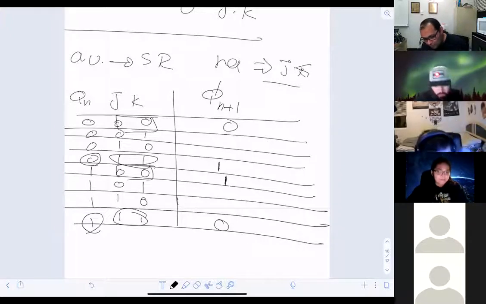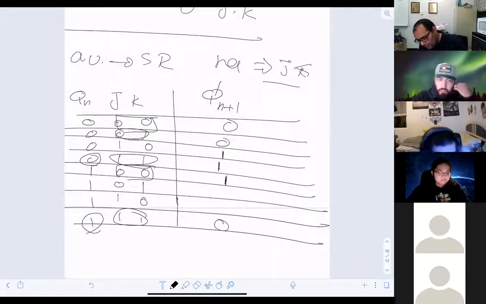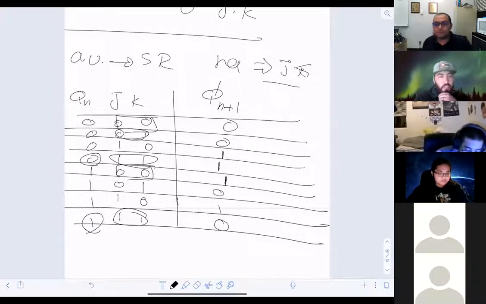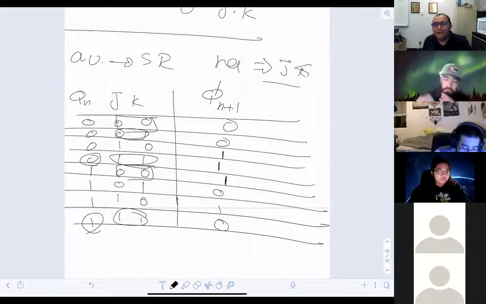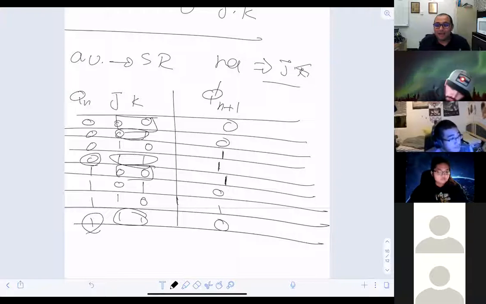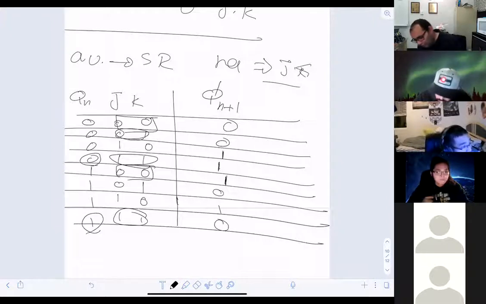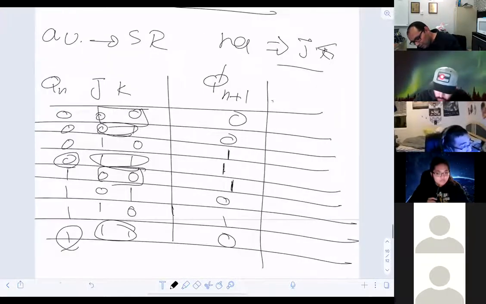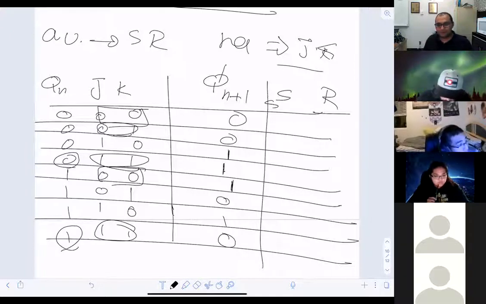Then I can look at the rest, which is basically 0, 1, it's going to be 0, 1, 0, it's going to be 1. Then 0, 1, it's going to be here like this, right? Imagine I finished, yay. Now I'm going to do what? I'm going to put my excitation table on the side. But at the top of my head, I want to have my SR here.